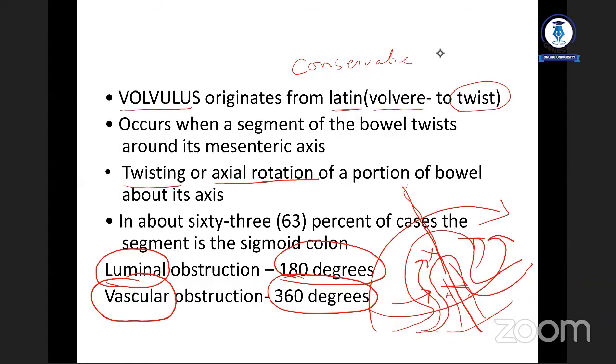But if you see the patient is having tachycardia, increased pulse, pain, distension, and other features, then we will have to convert to surgery.